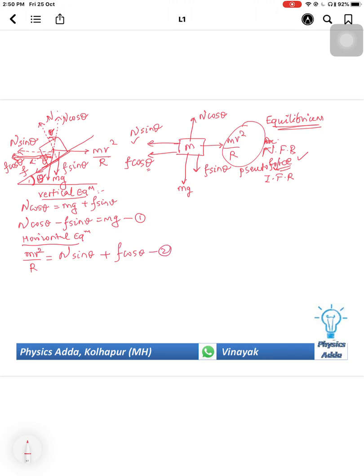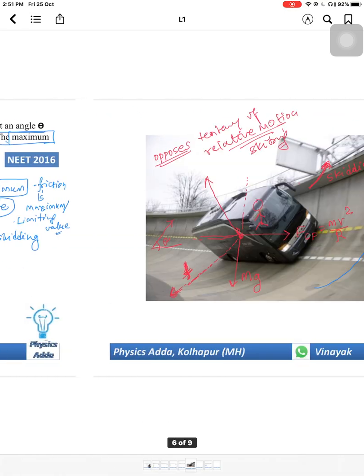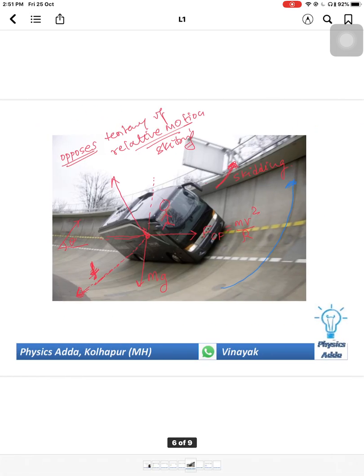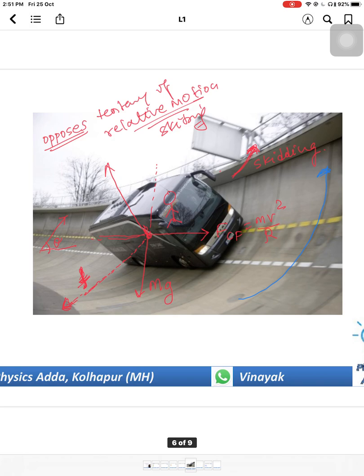Now you have two equations. I need to find v. There are two words which are given in the problem. Now you see like this. These are the two components of normal reaction and friction, which are balancing the centrifugal force mv square by r. This force is responsible for skidding, so this vehicle will be thrown away from here.